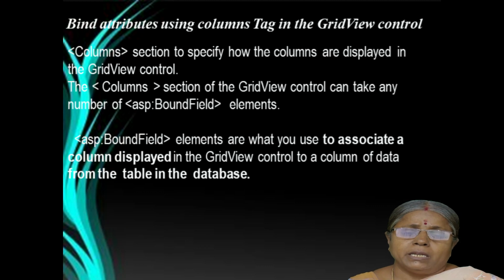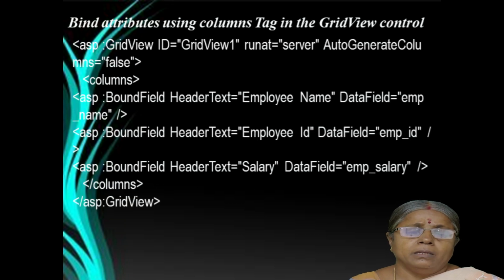To bind the data with the data grid control or data bound control, we can use the tag called columns. The columns section provides how the columns are displayed in a grid view control. The columns section takes any number of bound field elements. The bound field elements are what you use to associate a column displayed in a grid view control to a column of data from the table in a database.